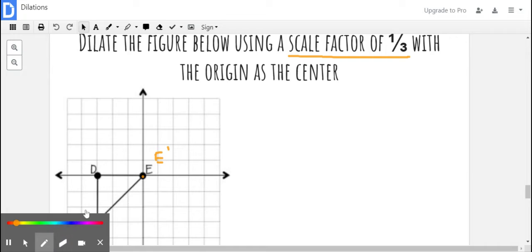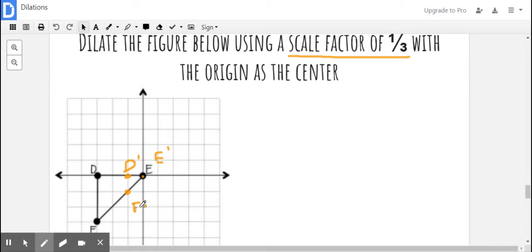The easy way to do that would be, well, if I know I have to go 3 spaces left, I'm just going to go 1/3 of those amount of spaces and put D prime right there, 1/3 of the way to D. So F is diagonal, so it's a little bit harder. So we just have to look at, well, how many spaces am I going left and down? I'm going 3 left and 3 down. So 1/3 of going 3 left and 3 down would be going 1 down and 1 left. So that would put our F prime point right here.